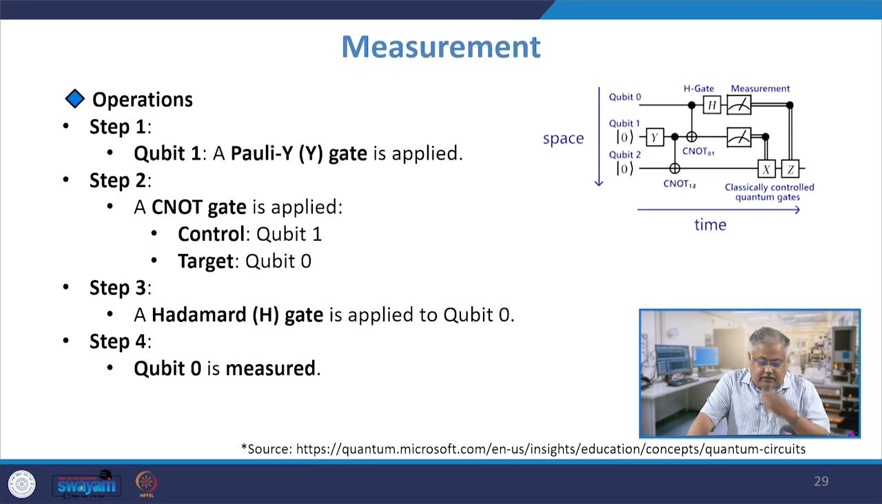Now, the operation is that first of all you apply a Pauli Y gate. When you apply a Pauli Y gate, there will be a shift in the logic. Then in step 2 you apply a CNOT gate. The CNOT gate is controlled by qubit 1, and the target qubit is qubit 0. So you are basically inverting the qubit, and then a Hadamard gate is applied to the qubit. Then qubit 0 is measured and it goes to the output side, the Z value. So the Z value actually measures qubit 0 by using the Hadamard gate.